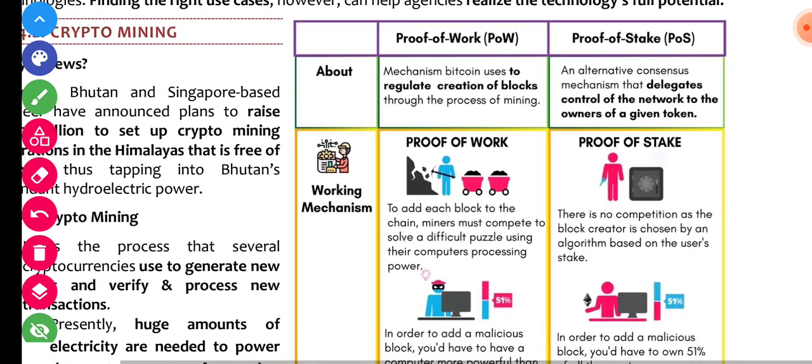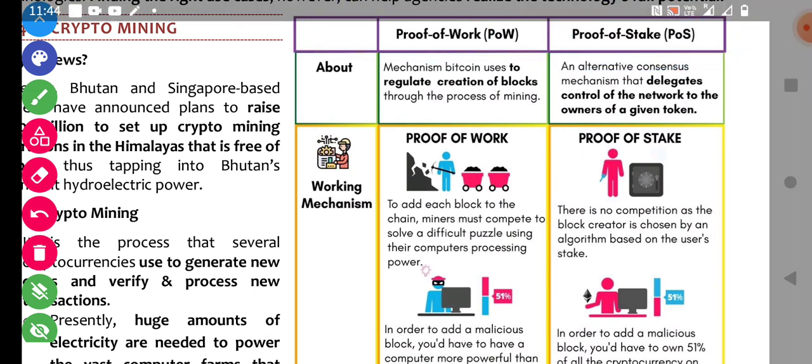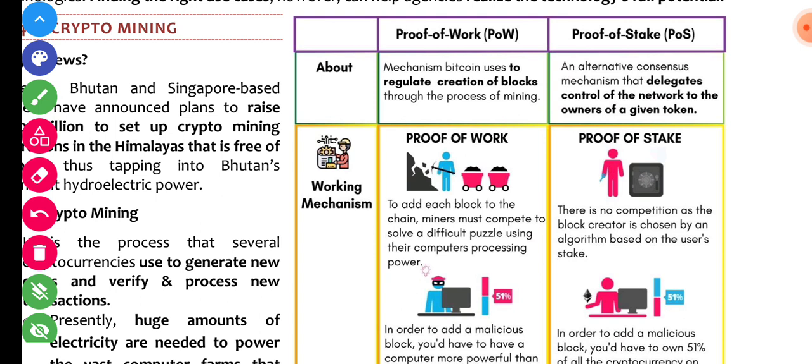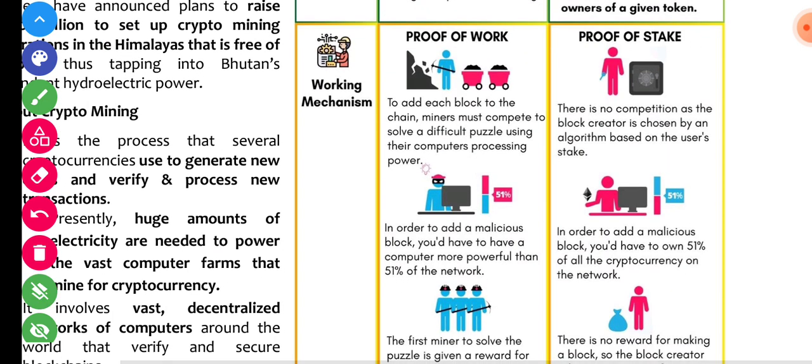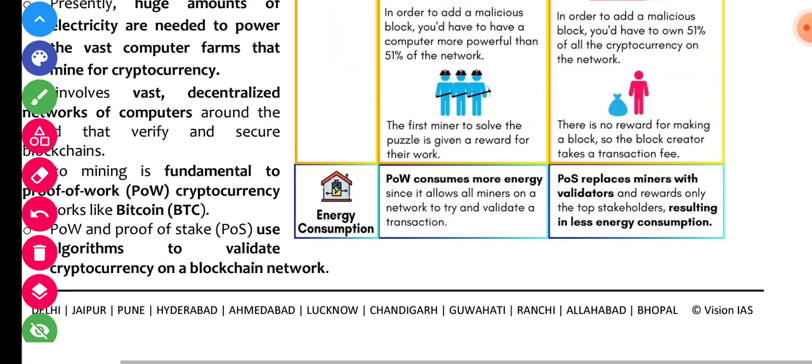And here is the process of crypto mining under proof of work and proof of stake. These are some working mechanisms of proof of work and proof of stake. To add each block to the chain, miners must compete to solve a difficult puzzle using their computer's processing power. And in proof of stake, there is no competition as the block creator is chosen by an algorithm based on the user's stake. So remember that.